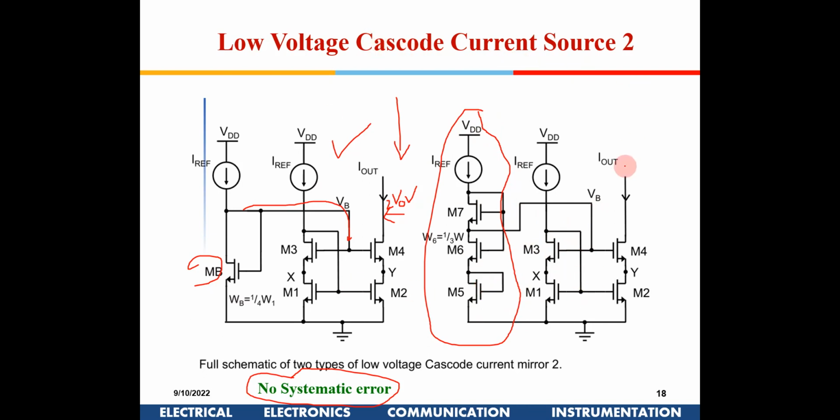Sorry, sir, one is no systematic error, the other is that the minimum V out required is only 2 VOV. What was the third advantage, sir? The third advantage is the impedance as seen here will be gm into ro squared. Right? High impedance. Sir, but this actually requires one more additional current source, right?